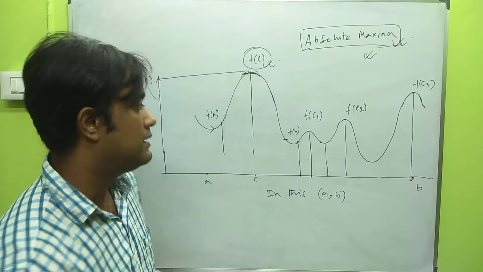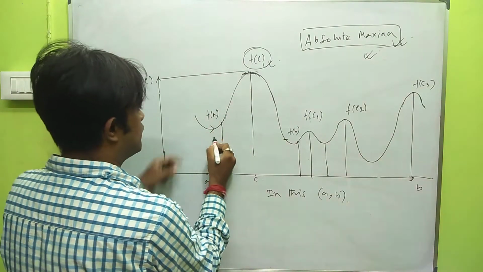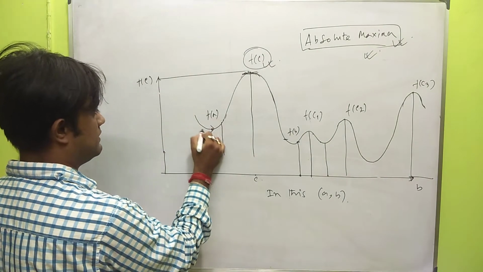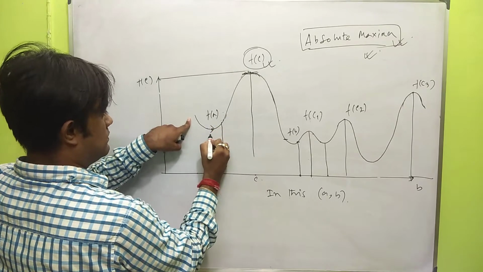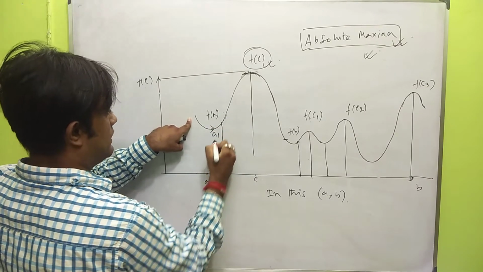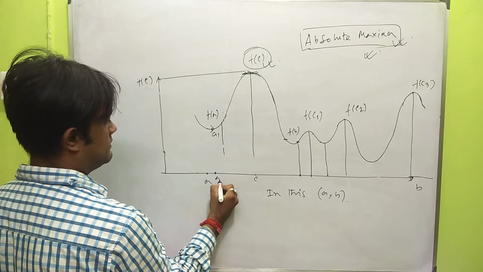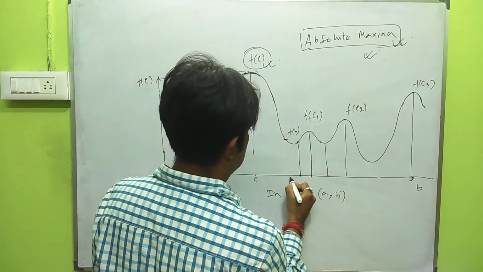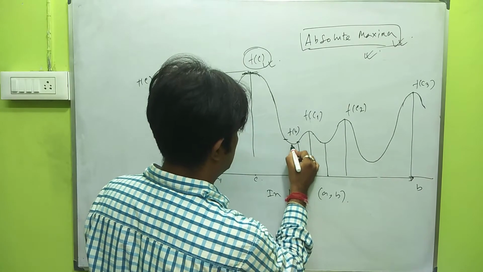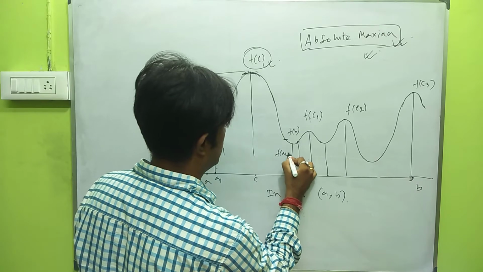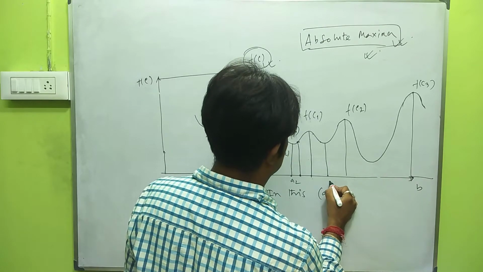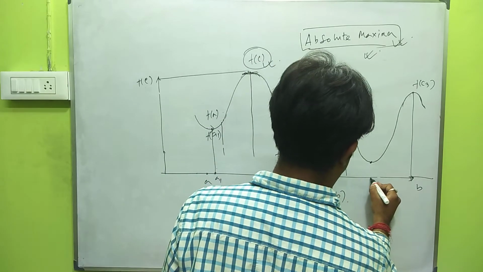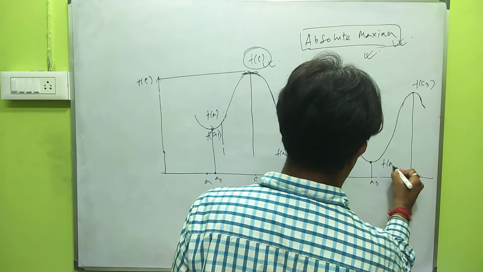Like this, if we consider this region, suppose this is a1, this will be f of a1, this is a2, this will be f of a2, and this is a3, this will be f of a3.